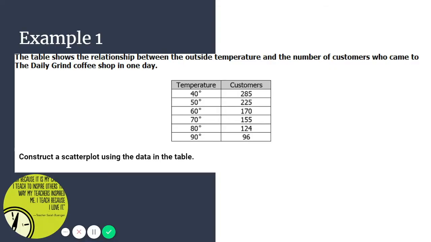All right, here's your first example. The table shows the relationship between the outside temperature and the number of customers who came into the Daily Grind coffee shop in one day. Using this data, construct a scatter plot using the data in the table. So we ask that you pause the video at this time, take a moment to construct the scatter plot, and then come back and press play when you're ready so that we can go over this example with you.